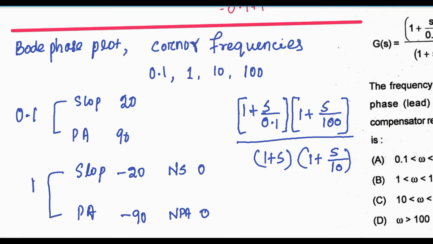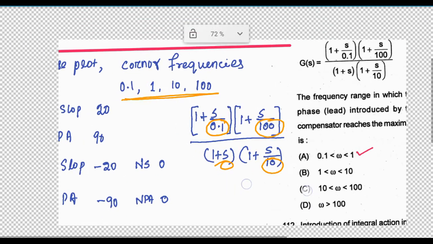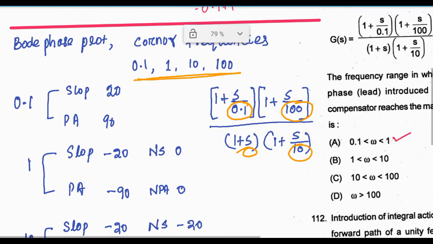It is already in the standard form. So what are the corner frequencies? 0.1, then 1, 10, and 100. These are the corner frequencies. At the corner frequencies we have to find out the Bode phase plot, because here we are asked for the maximum phase lead in which frequency range.